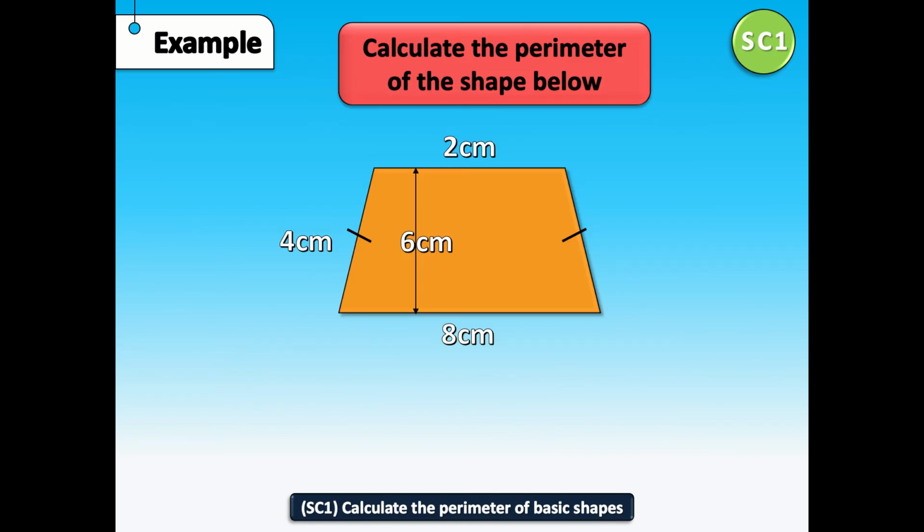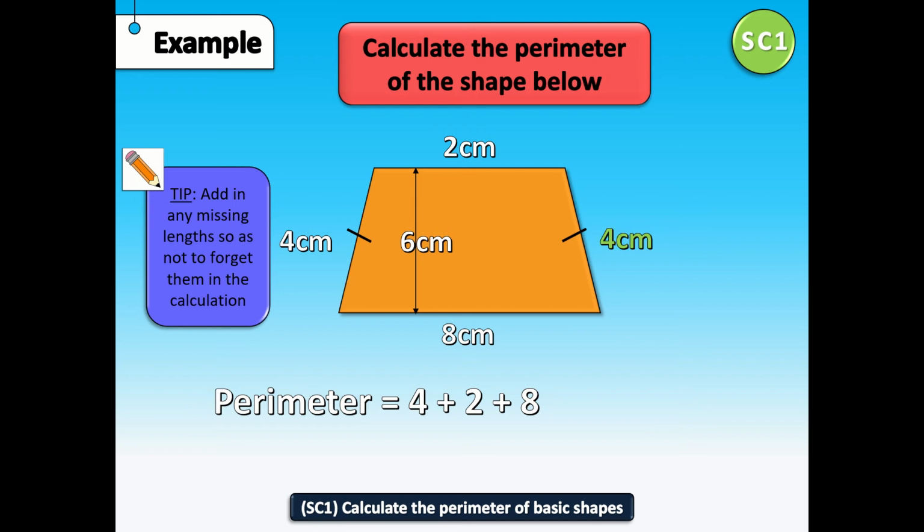So this time we want to calculate the perimeter of this shape. So we need to make sure we add together all of the sides. Now one of the sides isn't given, but because it's got a dash through it, that means it's the same as the 4 centimeter side. So we need to make sure we include that as well.